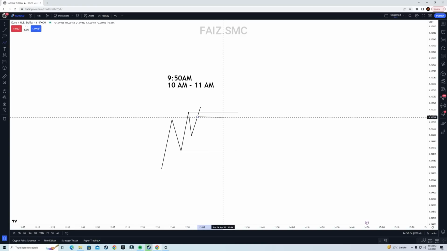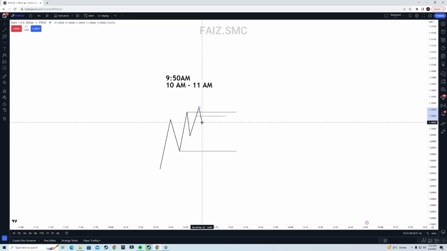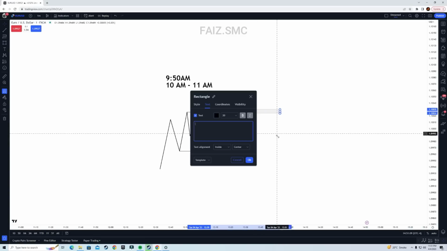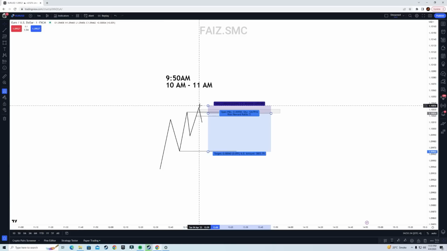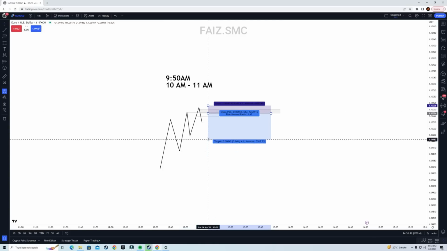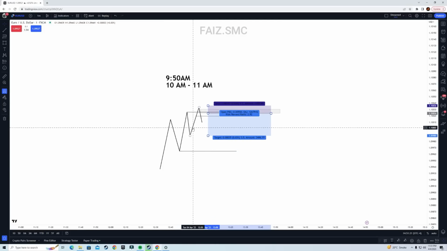So let's assume there was some structure here and price breaks this structure right over here. Once price breaks, you want to identify a fair value gap, and you simply want to take your entry from that fair value gap. You want to go short right there, and put your stop right at the high, this high right here. Your first partial is going to be at the fair value gap here. If there's no fair value gap, you can target this low. So your first target would be this.